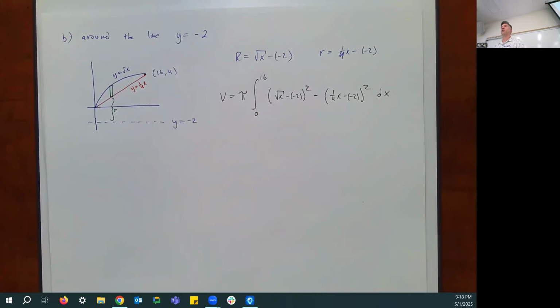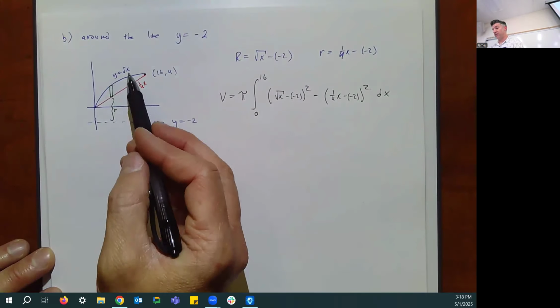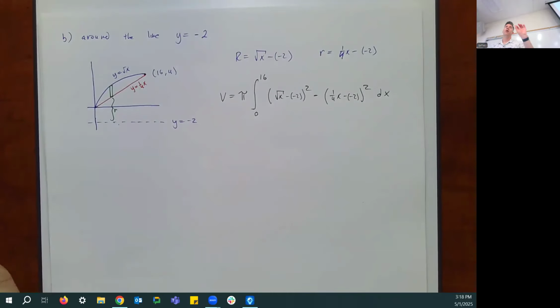But again, I'm really trying to show the person that's reading my work that I know what's going on, that I'm finding that radius by subtracting, or finding the difference between, root x and -2 or 1/4 x and -2. For the disk/washer method, if you get the order of subtraction out of order, it's actually not a problem. That said, I would encourage you to try to get it in the right order.